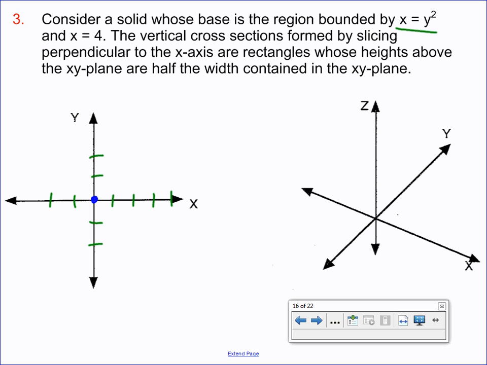Looks like 0, 0. And how about 1, 1? And how about 1, negative 1? And how about 4, comma 2? And also then 4, comma negative 2? And x equals 4, oh, I can draw that. I got that one. X equals 4 is the vertical line.